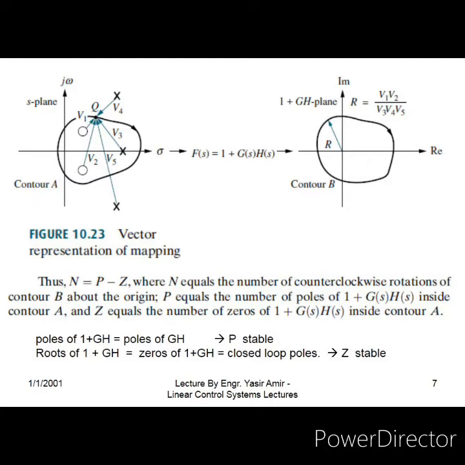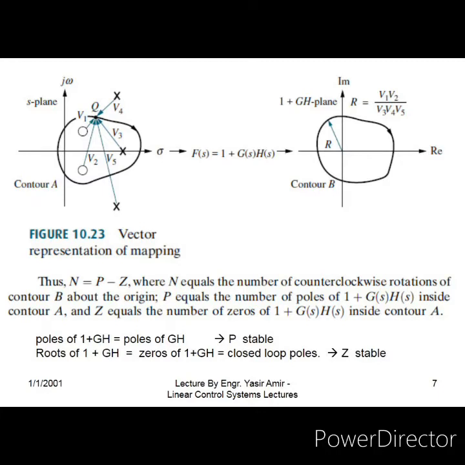Now on the left hand side we can see that we have some poles and some zeros, and what we are doing over here is that the x's show the poles and the circles show the zeros. We take a path, contour A, around these poles and zeros, and then we try to map it to the right hand side complex plane.